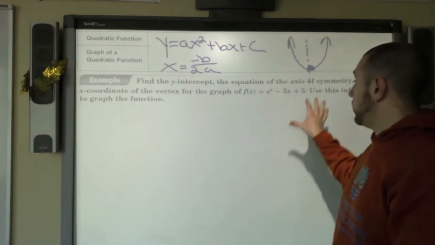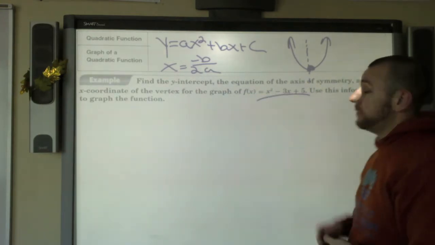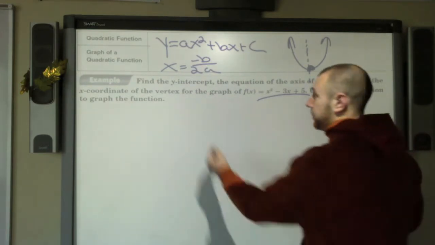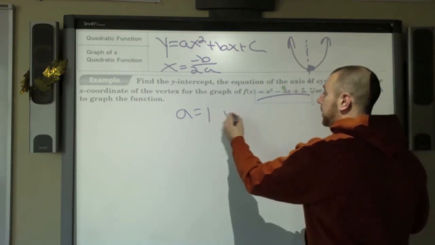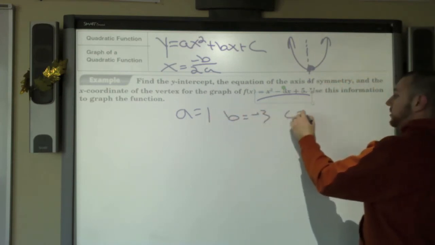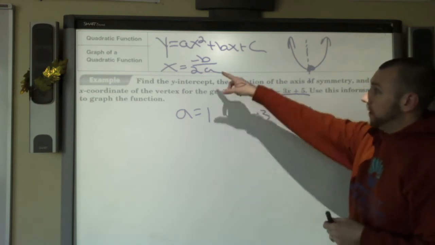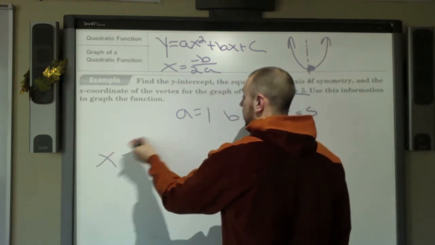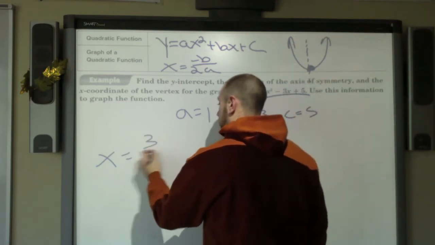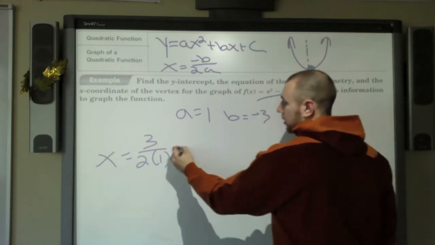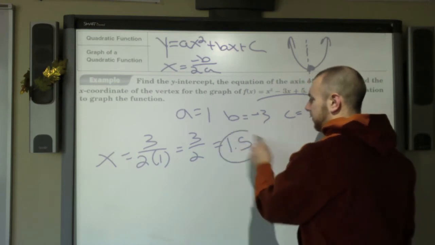So here I'm going to find my axis of symmetry in example number 1. First up, identify A, B, and C. A is going to be 1. When there's not a number written there, it's always 1. B is -3. C is 5. Just like we did with the quadratic functions. And now I plug it in. X equals the opposite of b. So the opposite of -3 is 3 over 2 times 1. So this is really 3 over 2, or 1.5 if you guys like decimals.